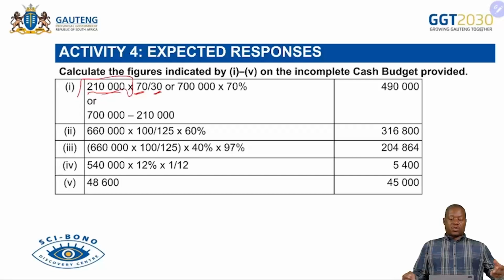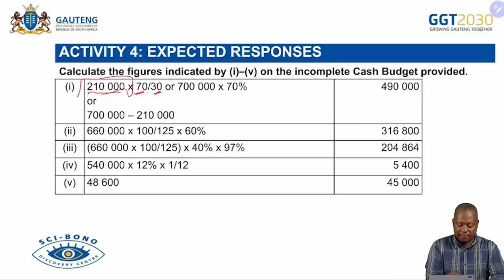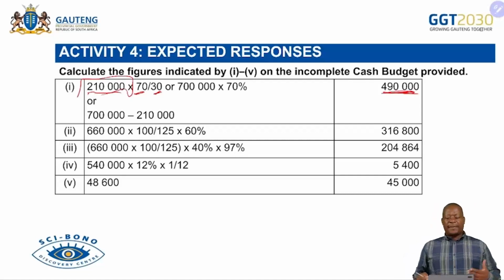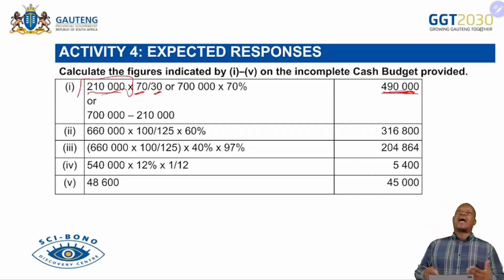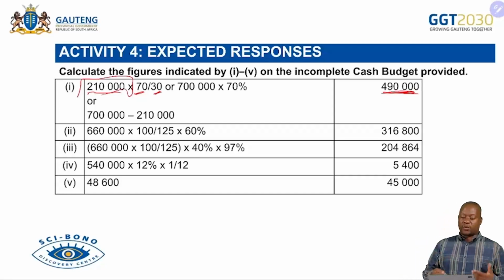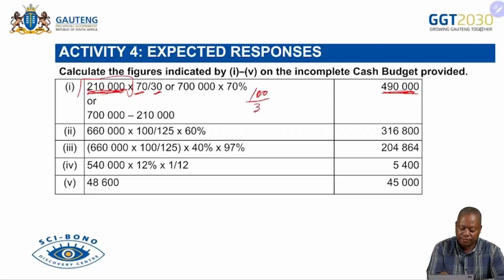Simple, right? So we are going to say 70 over 30 multiplied by 210,000. And then we get our 490. The other way of doing it is to find the 100%. The 100%, remember, is our total sales for that month. So if we are given our credit ones, we can simply say, how do we find 100? 100 over 30 times the 210,000. And this gives us our 700,000. So this becomes our total sales.